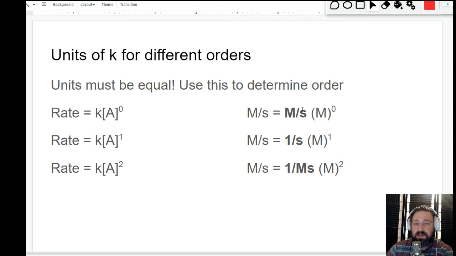So there's that. Sometimes, if they give you K and they give you units for K, you can just immediately tell the order of the reaction, because of the units of K that they gave me. All right, one last thing.